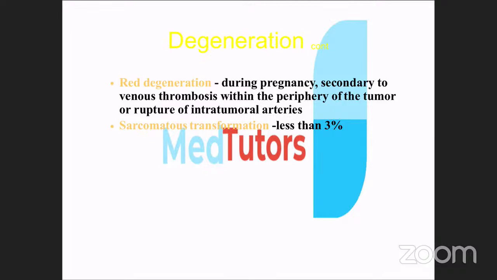There can also be sarcomatous transformation, which occurs in between 1 to 3%, usually less than 3% of fibroids undergo malignant transformation. This can be written as malignant transformation or sarcomatous transformation, because sarcoma is the malignant tumor of the soft tissues, of the connective tissues, including muscle. That's why it can be written as sarcomatous transformation. So if you see sarcomatous transformation related to fibroid, it is talking about malignant transformation. Next slide.